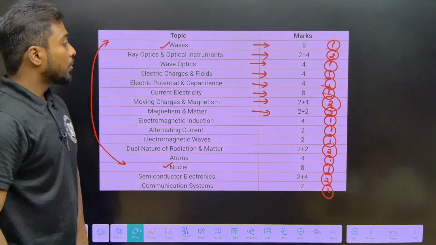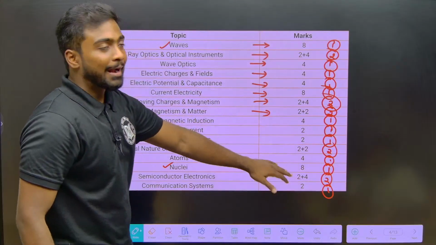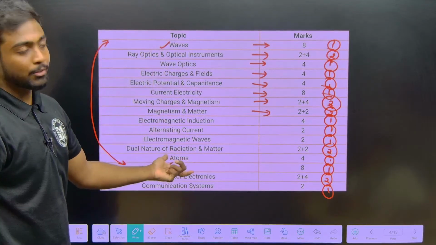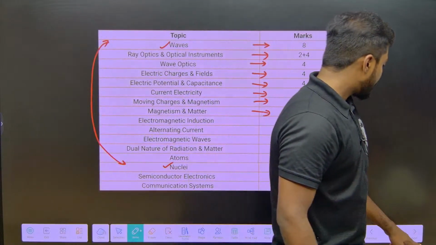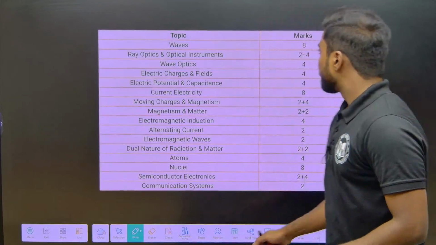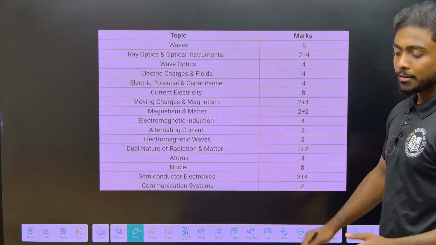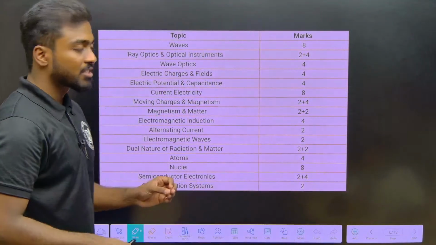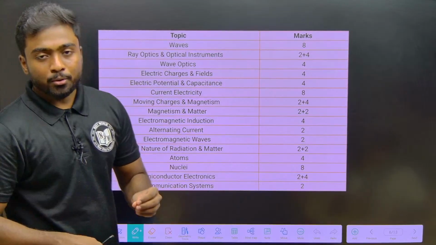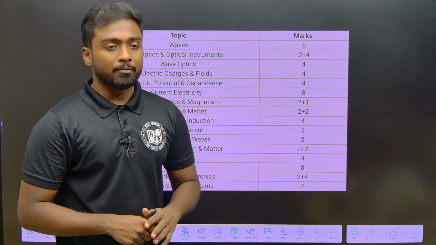So these are the mark patterns for each topic or chapter. Similar, guys, for Telangana also, the same pattern. There is no difference between AP and Telangana pattern. 60 marks theory I should write and 40 marks practical.